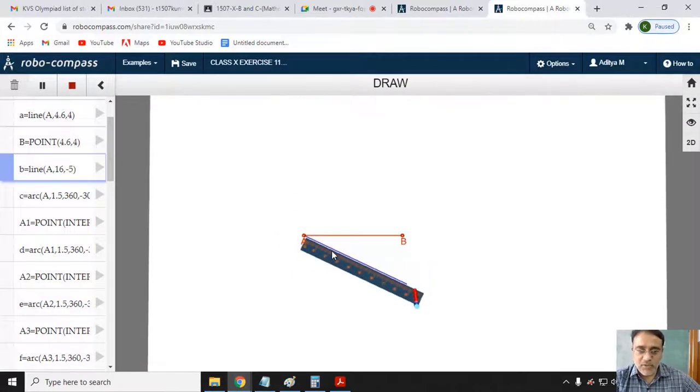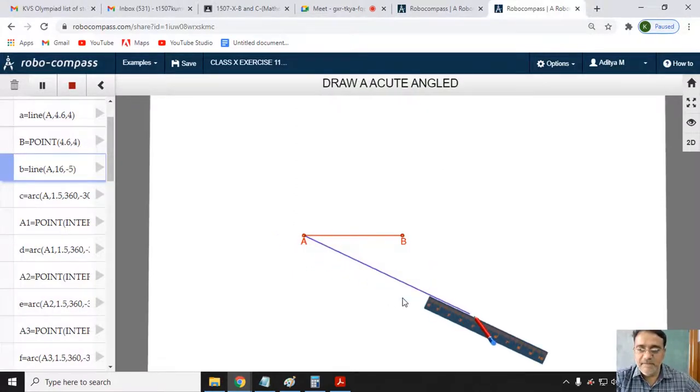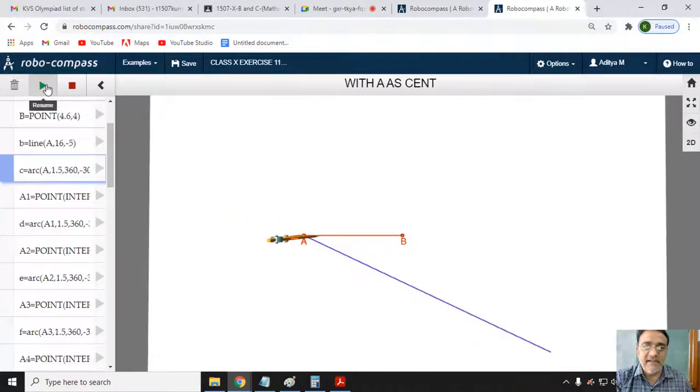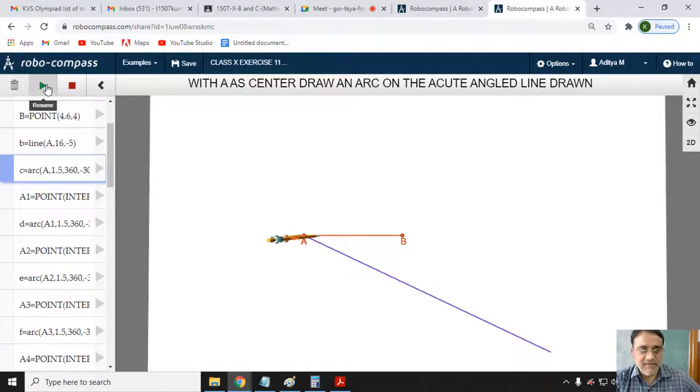Now I'm going to draw one acute angle. Okay, acute angle. Now how many equal parts we have to divide? 13. 13, very good, 13.